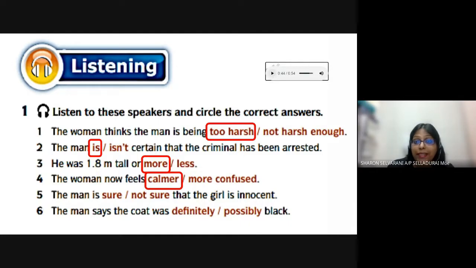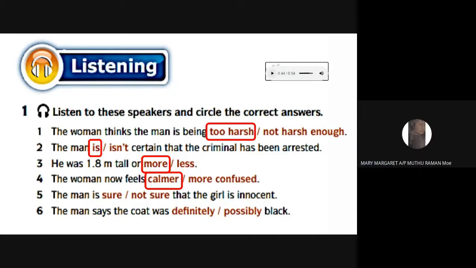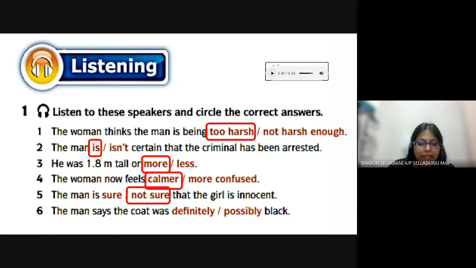So, I have my doubts. Meaning? Not sure. Let's check our answer. The man is not sure that the girl is innocent. Let's look at number six. The man says the coat was definitely black or possibly black.